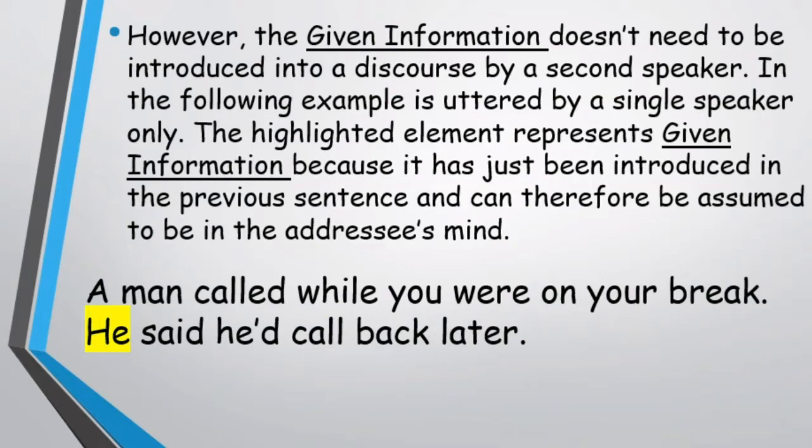However, the given information doesn't need to be introduced into a discourse by a second speaker. The following example is uttered by a single speaker only. The highlighted element, which is the word he, represents the given information because it has just been introduced in the previous sentence and can therefore be assumed to be in the addressee's mind. A man called while you were on your break. He said he'd call back later. The word he represents the man.